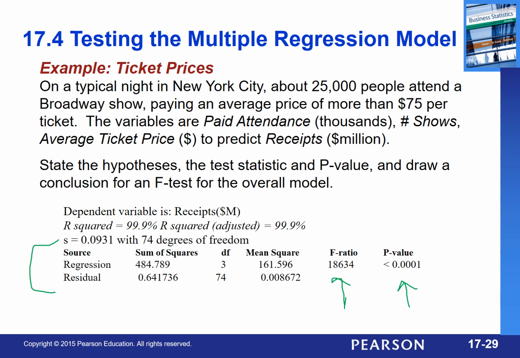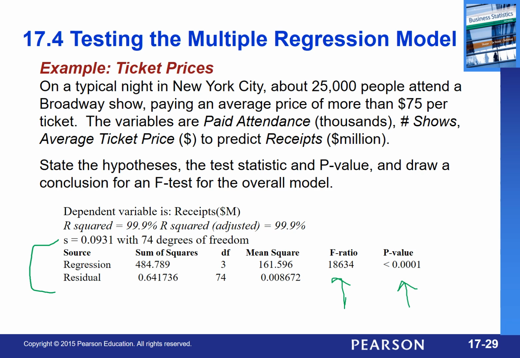All right, back to our ticket prices example. I sort of ignored this lower bit of output earlier on purpose because I really wasn't ready for us to encounter that yet. But we should really talk about the F value and the p-value associated with it.